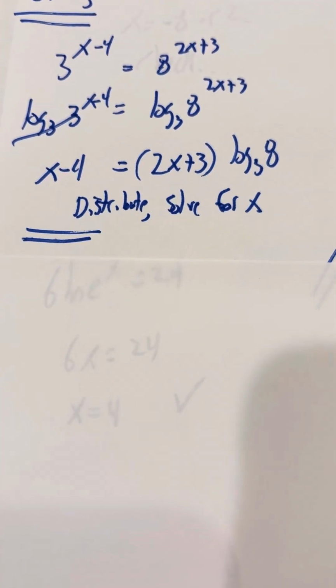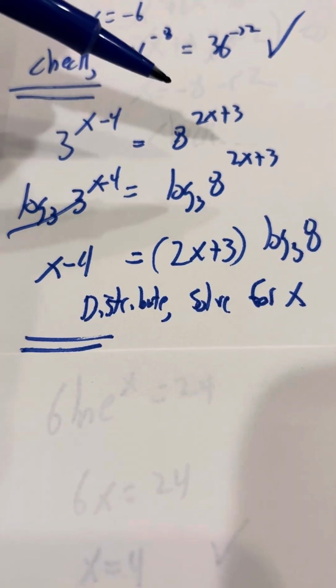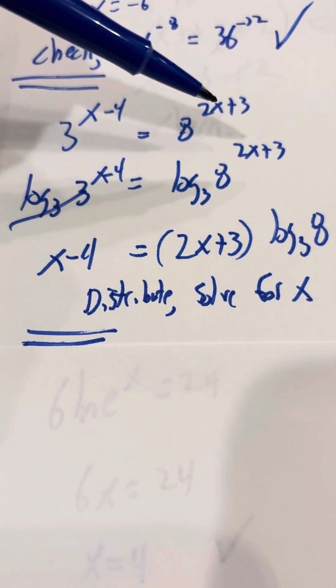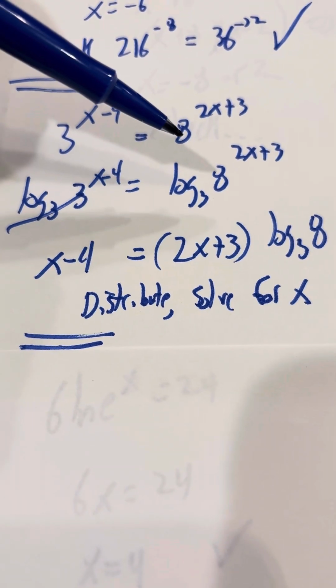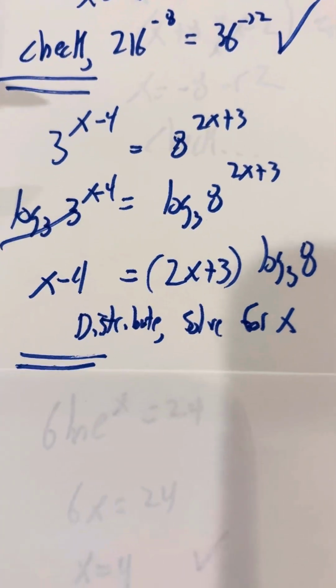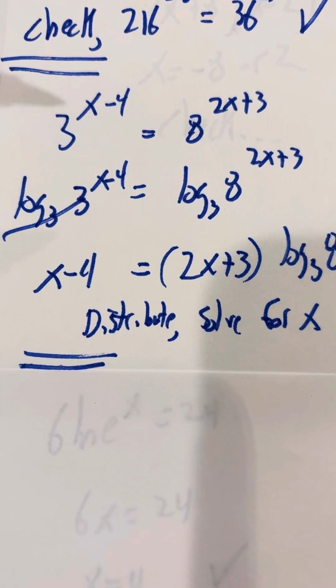Another one we have here is 3 to the x minus 4 equals 8 to the 2x plus 3. Well, the first thing, we can't make these the same base. If this had been 9 to the 2x plus 3, well, we could write 9 as 3 squared to get the same base and kind of do like we did up here. But if they're different bases, we're going to have to use the logarithm. The logarithm is the inverse of an exponential.